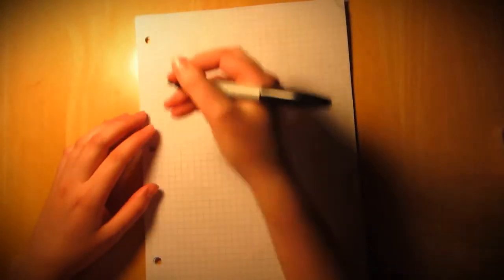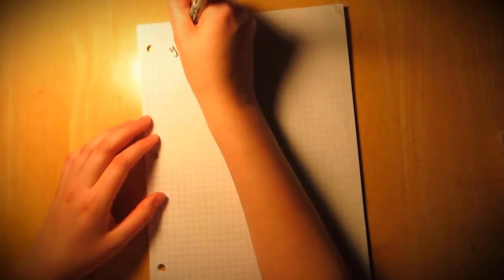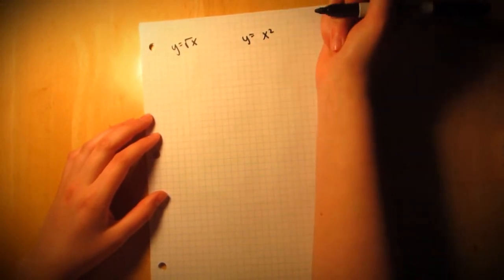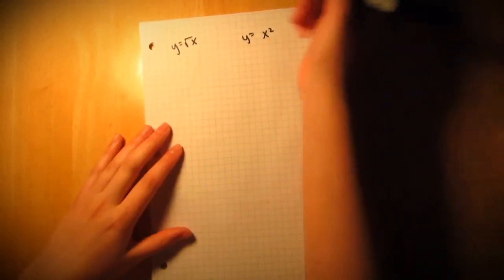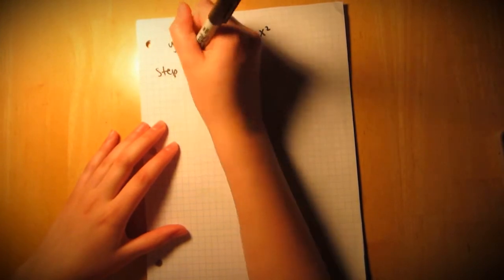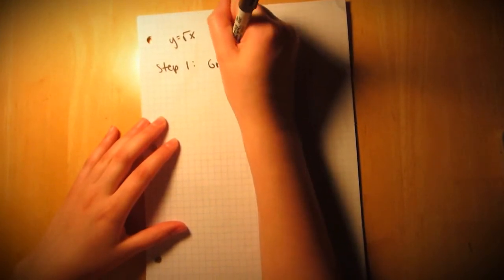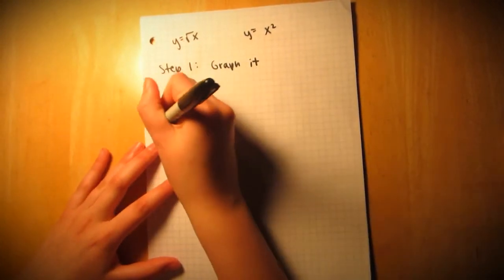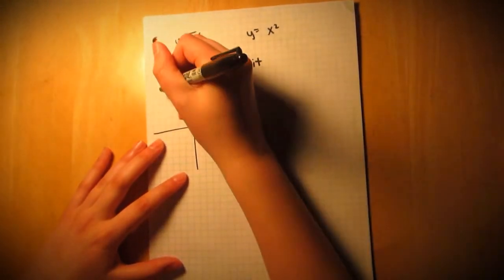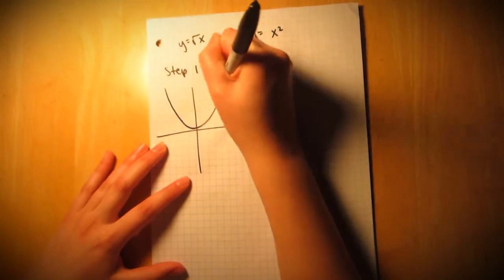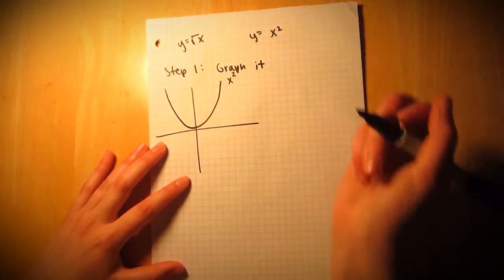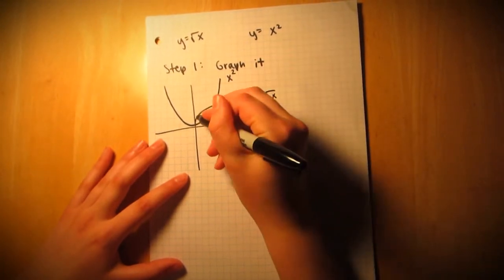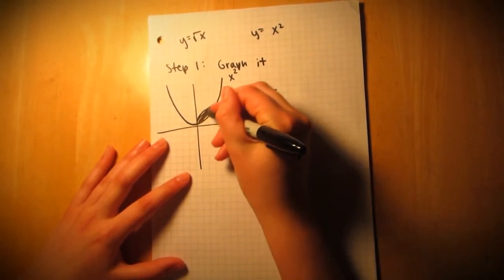This problem is to find the area between the curves y equals the square root of x and y equals x squared. So to start doing a problem like that, step 1 is to graph it. You would start by drawing your graph, and then graph x squared, just a basic graph so we know what it looks like, and y equals the square root of x. So the area you want to find is right here.